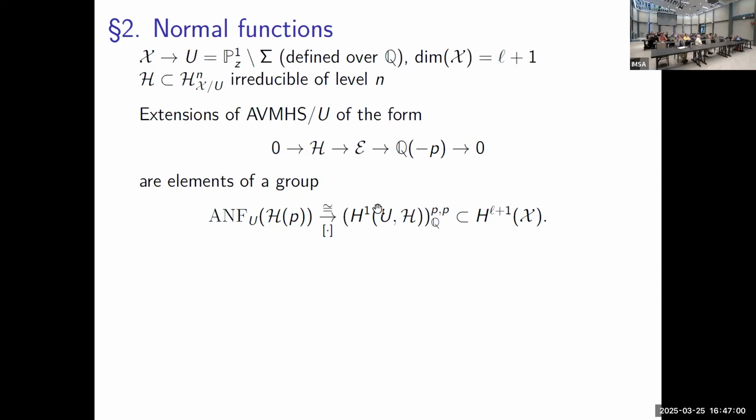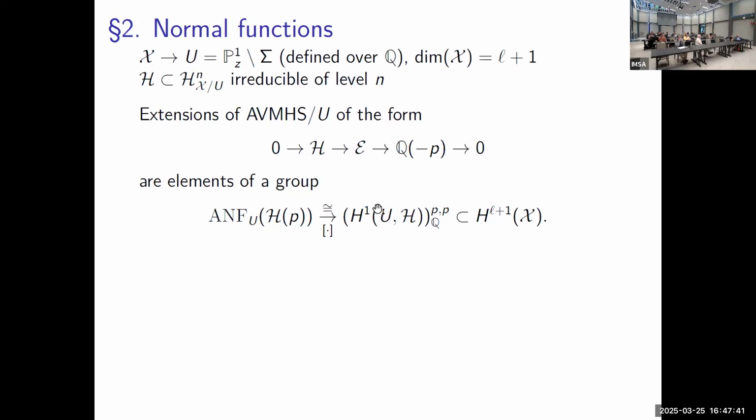So these are elements of a group of admissible normal functions. And this bracket map is the map that tells you the topological class of the normal function, which tells you its monodromy. But there's also its infinitesimal invariant everywhere. And so you get something that's both rational and of type (P,P). It's an H1 of U with coefficients in H. We can also do IH1 if we were talking about normal functions with no singularities. This is an interesting sub inside the cohomology of the total space.